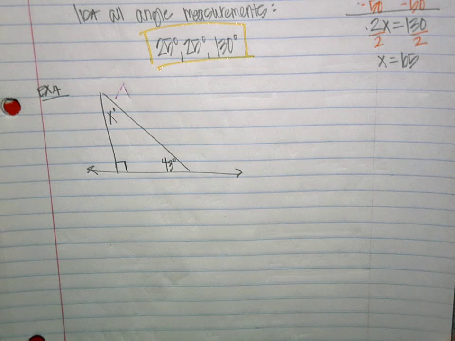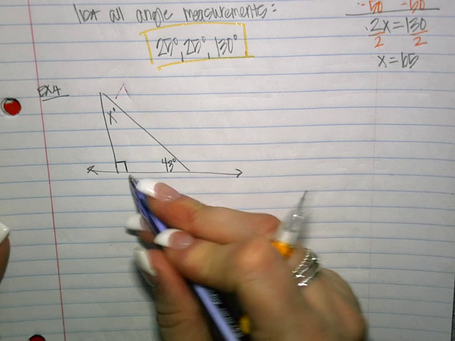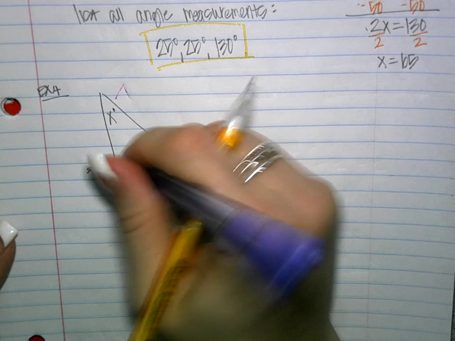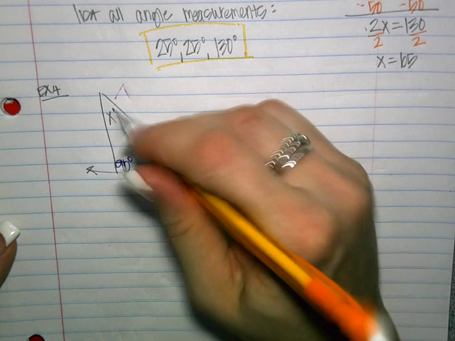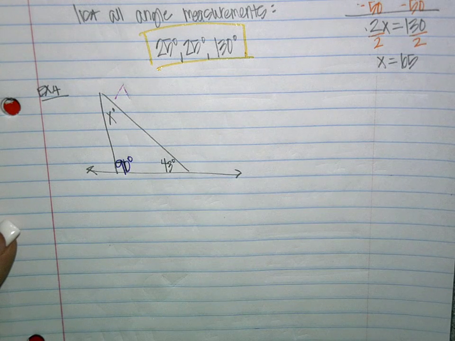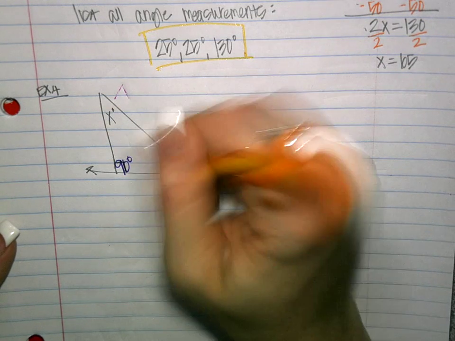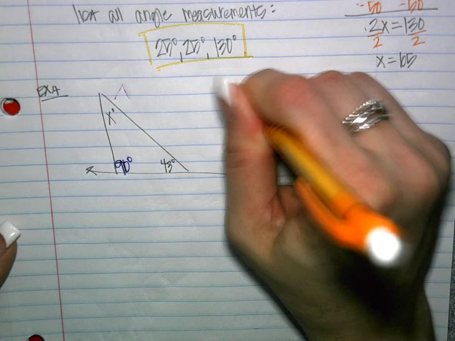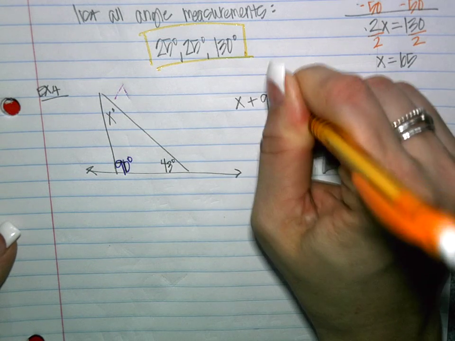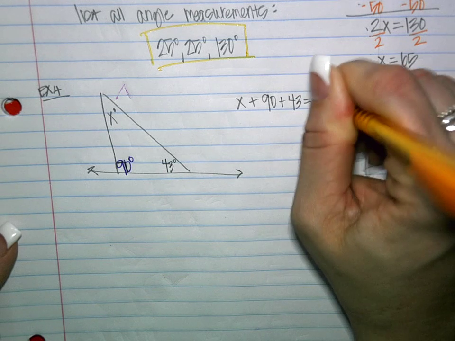So we'll start by filling in what's missing. What's missing right here? A 90 degree angle. Okay, and then how would I solve for x? You add 90 and 43 together. No. What do all of them together equal? 180. So x plus 90 plus 43 equals 180.